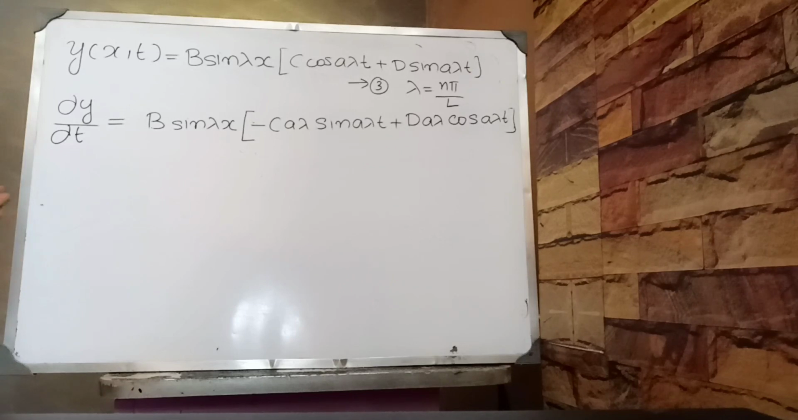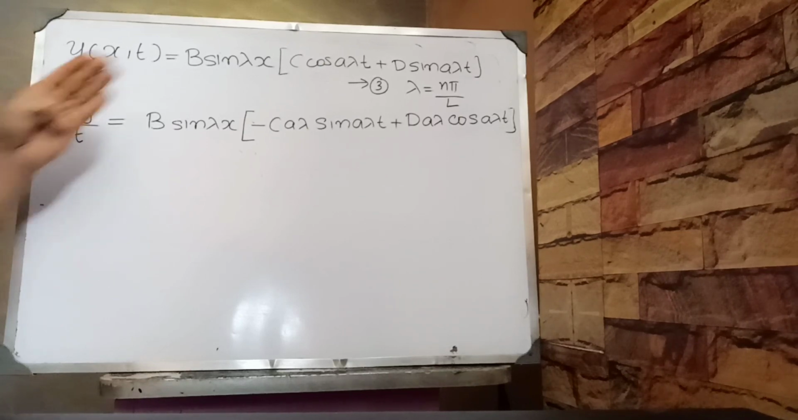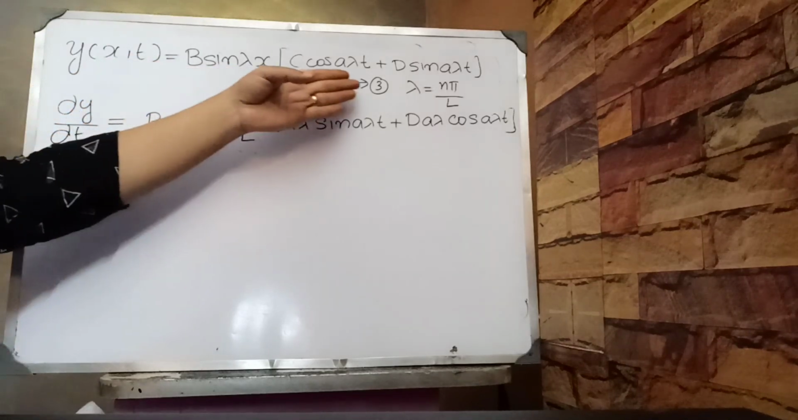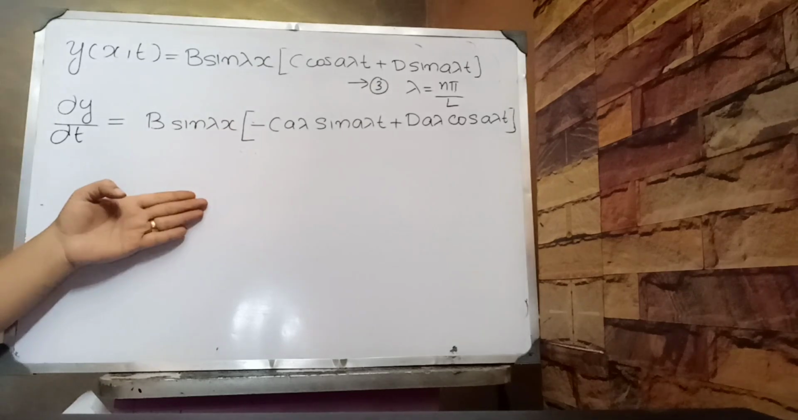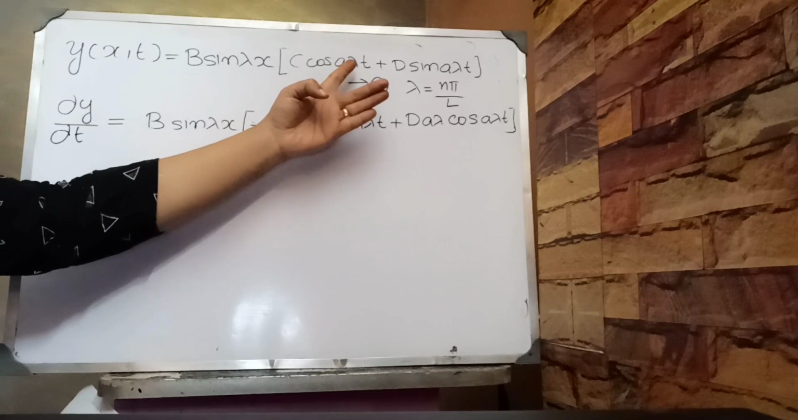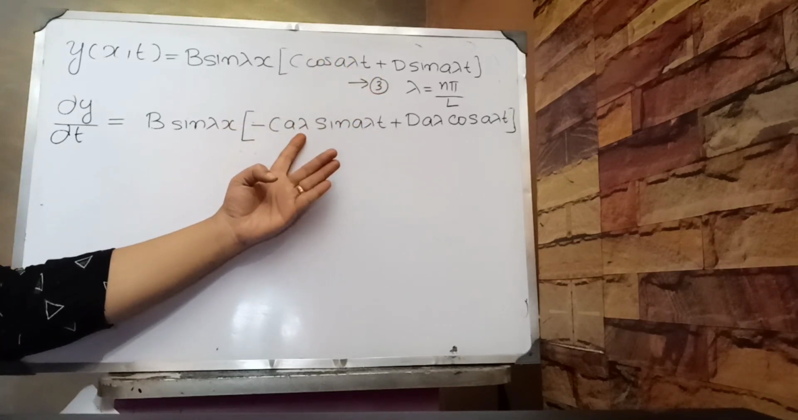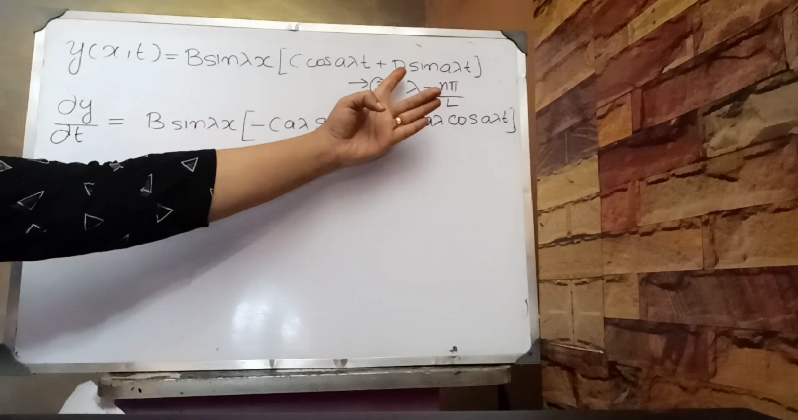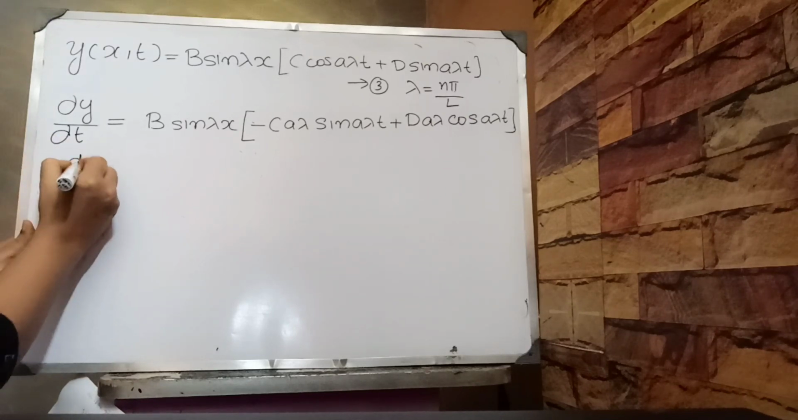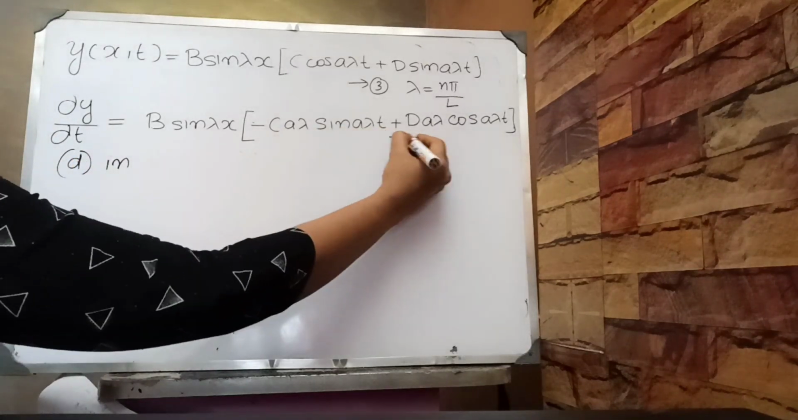Now we are going to apply the initial conditions D, that is g of x is equal to 0, or dou y by dou t at t equal to 0, in equation 3. For that, first we will find dou y by dou t. So you have to differentiate equation 3 with respect to t. So B sin lambda x is a constant, and the derivative of C cos A lambda t is minus C A lambda sin A lambda t, plus the derivative of D sin A lambda t is D A lambda cos A lambda t. Now we will apply D in the equation 4.